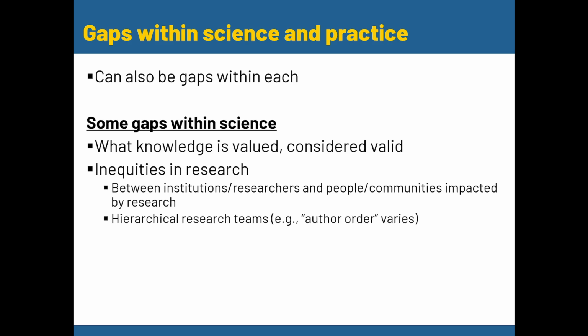Hierarchies in research teams. So, for example, in psychology, author order matters, meaning that if you are a first author, a second author, a third author, so on and so forth, those carry different weights or different levels of prestige or value.